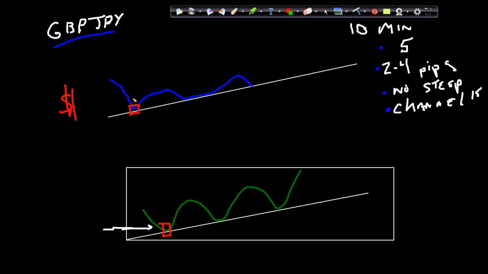Should I take that trade or not? Should I have taken that trade or not? All right. Some of that will be answered in the next section of this module.